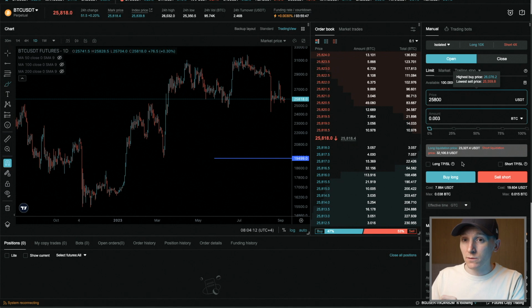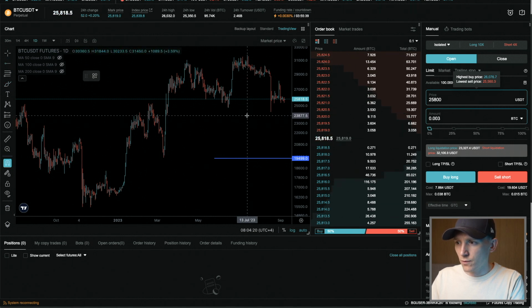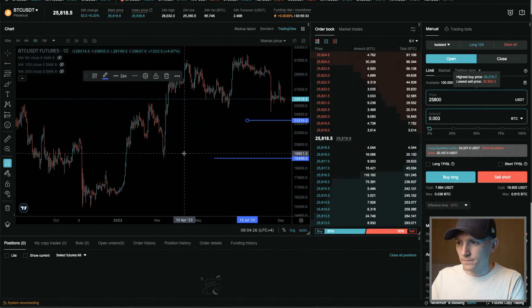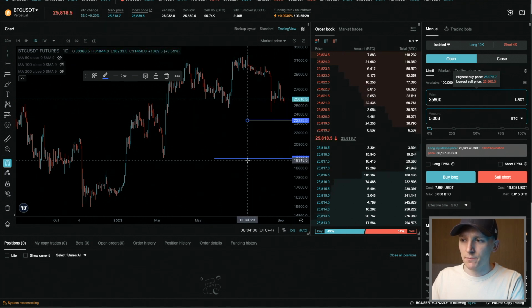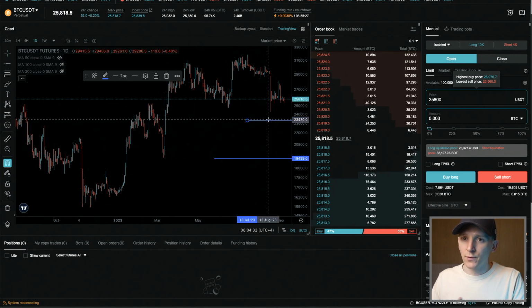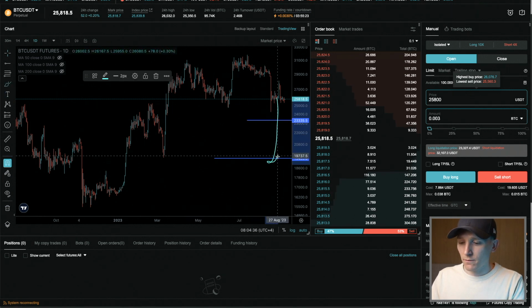What that also does, though, is increases our liquidation price to 23,327. 23,327 is around this price. So you can see that the only thing that's changed is that our liquidation price is way higher because we just have less money to fund losses within the position, right?